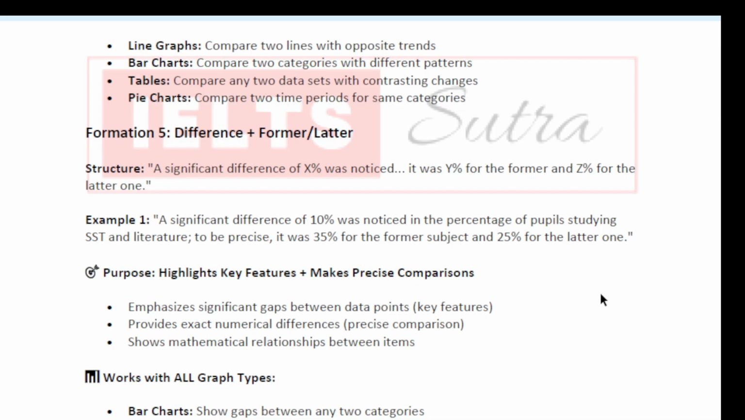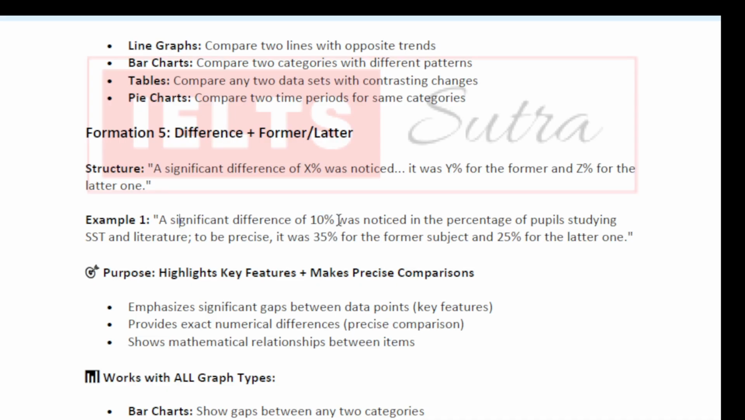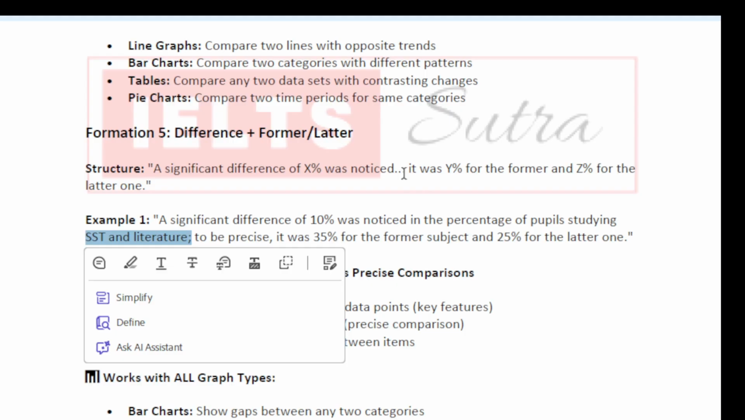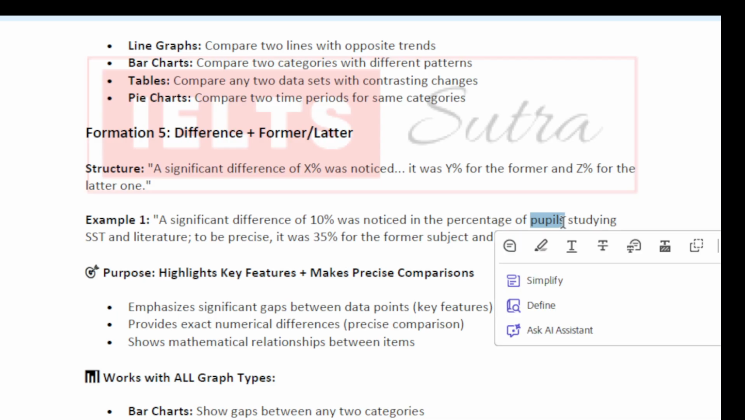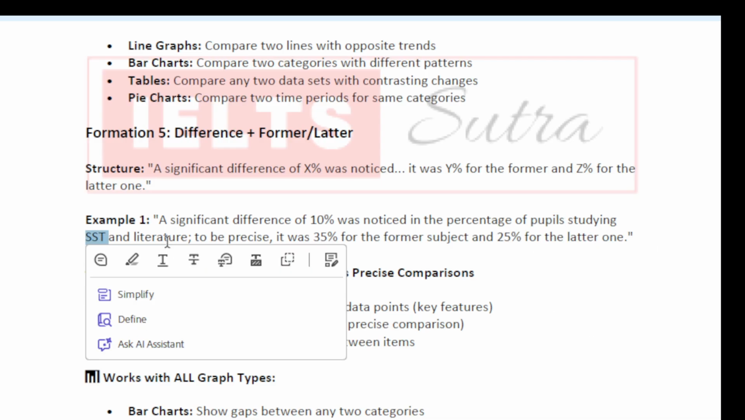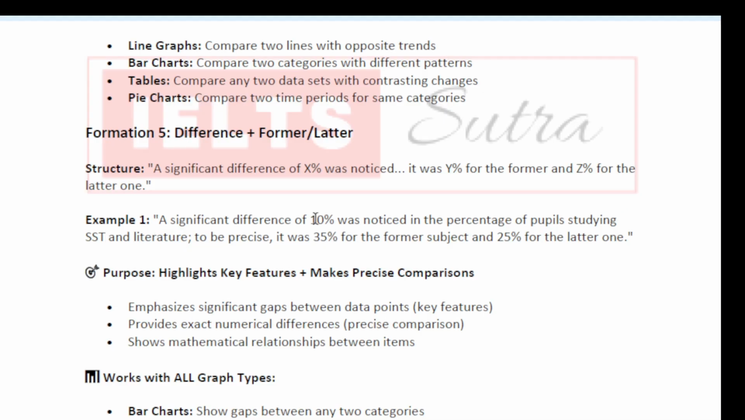Let's take an example where a significant difference of 10% was noticed in the percentage of people studying SST and literature. So basically, what we are trying to say here is that a huge difference of 10% was there in the percentage of students who were studying SST and literature.